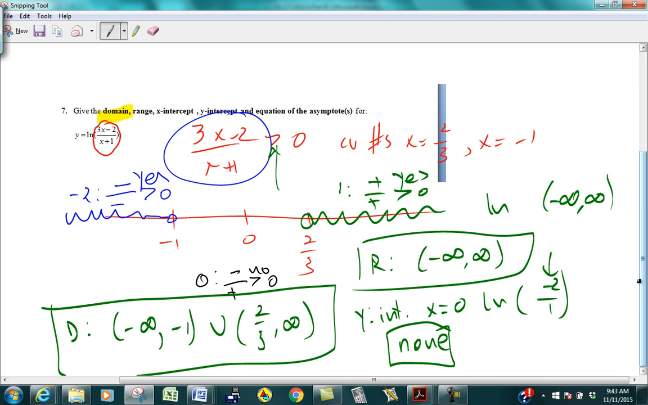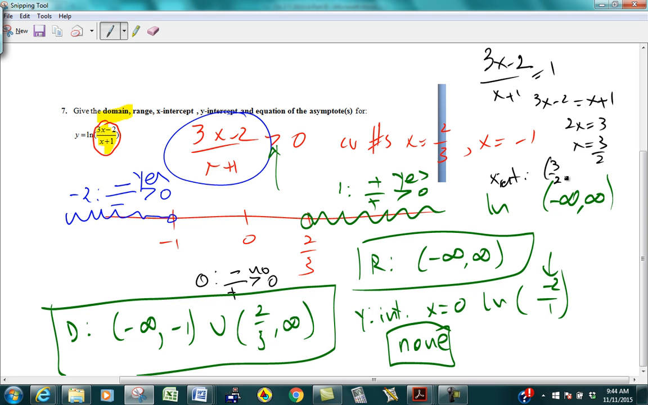Okay, here I'm kind of restricted by space, so I'm going to go do the x-intercept. So again, I think we did this earlier. The x-intercept is obtained when this quantity is equal to 1, because then ln of 1 is 0, which means y is 0. So I'm going to use a different color here. Let's go do black. And so I have (3x - 2)/(x + 1) = 1. 3x - 2 = x + 1. And that gives me 2x = 3. So x = 3/2. So the x-intercept is (3/2, 0).